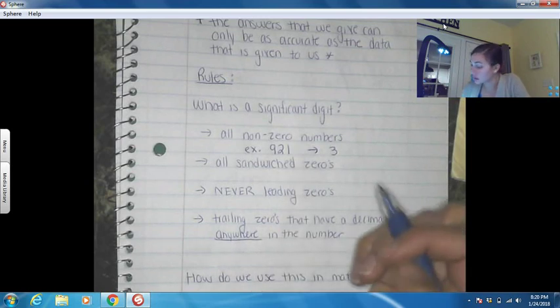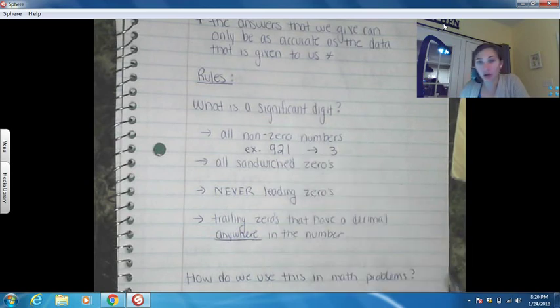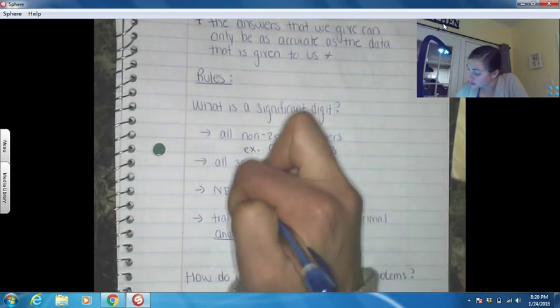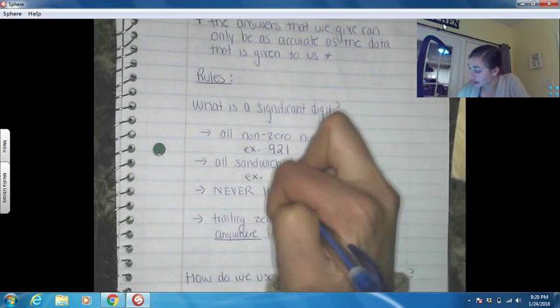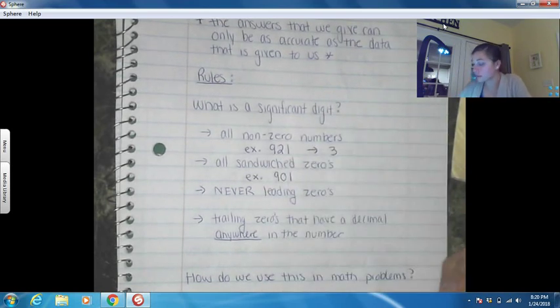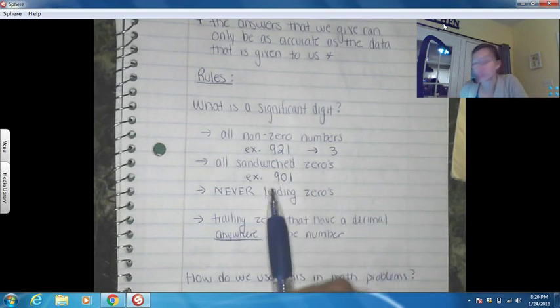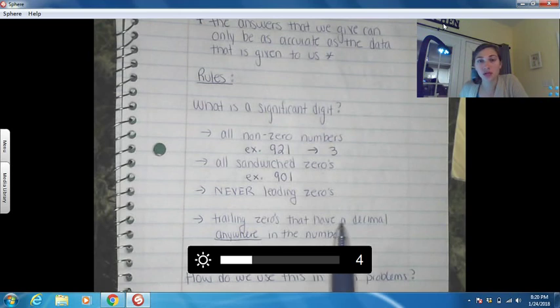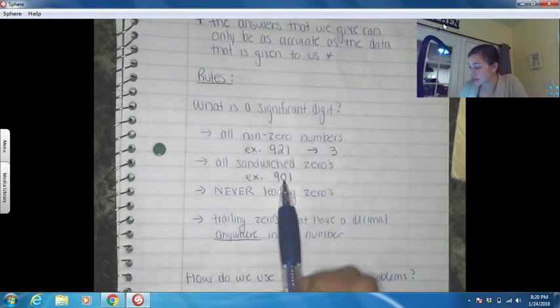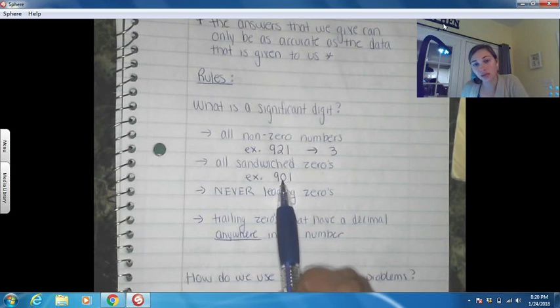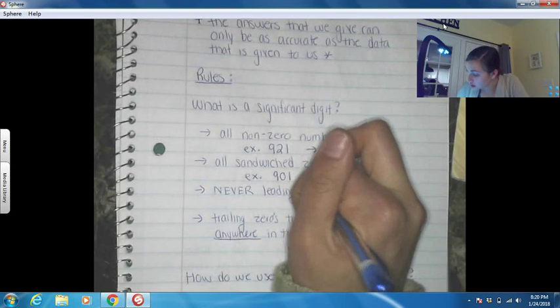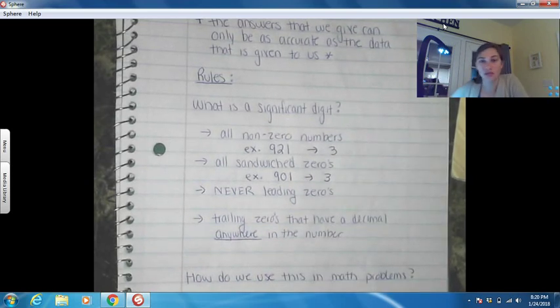The next one is all sandwich zeros are also significant. So an example of this would be 901. We can notice how the 0 is sandwiched in between two non-zero numbers. So it counts as a sandwich 0. We know that non-zero numbers are significant, so the 9 and the 1 count, and we now know that sandwich zeros are significant, so each of these numbers count, so we, again, have 3 significant figures.